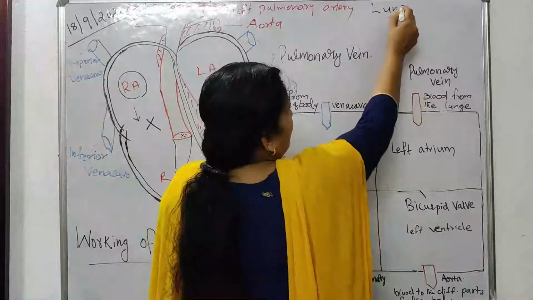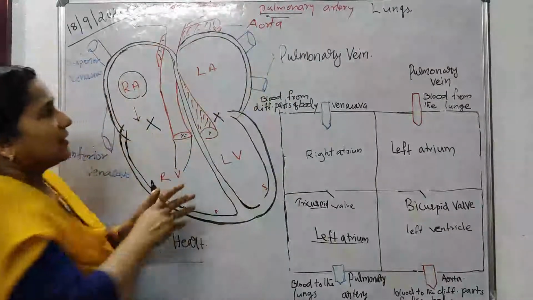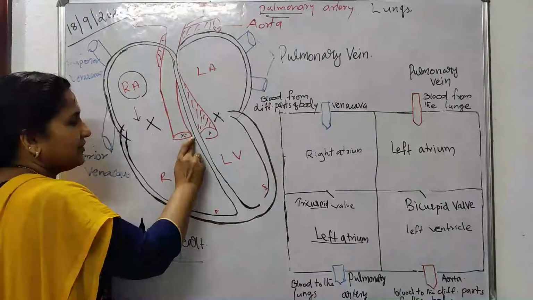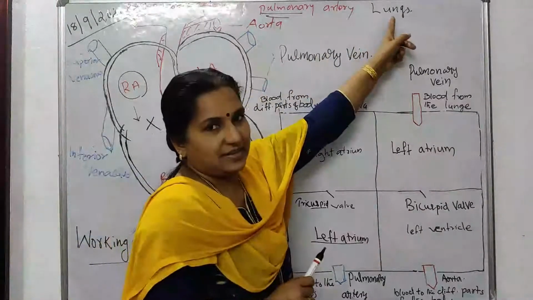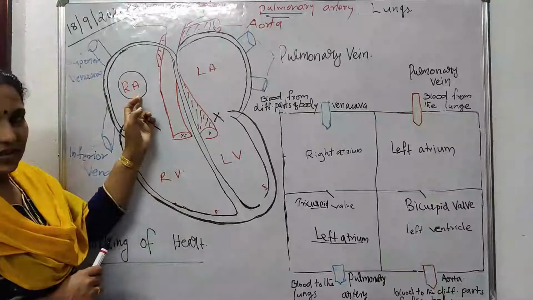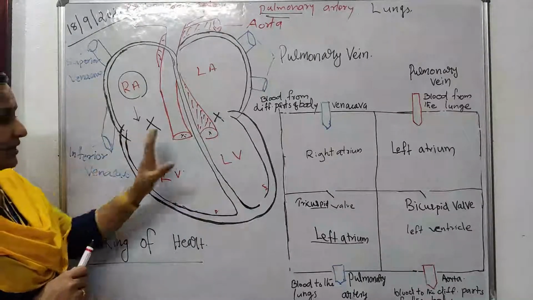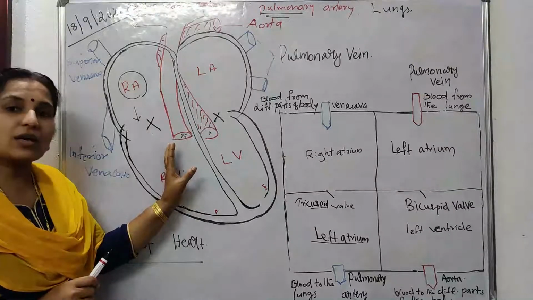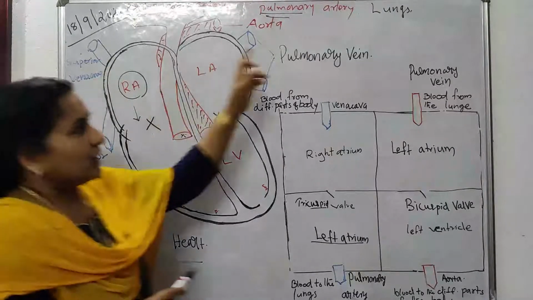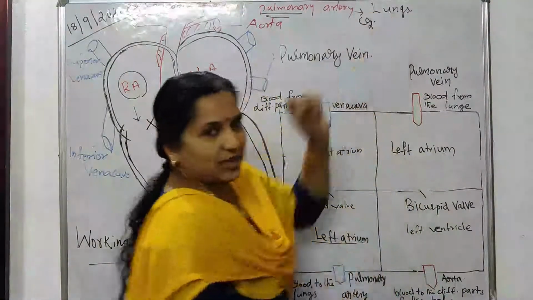lungs. The word pulmonary means lungs. So the pulmonary artery carries blood from the right ventricle to the lungs. The blood which is present here, in the right atrium as well as the right ventricle, is carried by the vena cava. That blood consists of more carbon dioxide. So the pulmonary artery takes this blood to the lungs, and here it gives that carbon dioxide to the lungs.